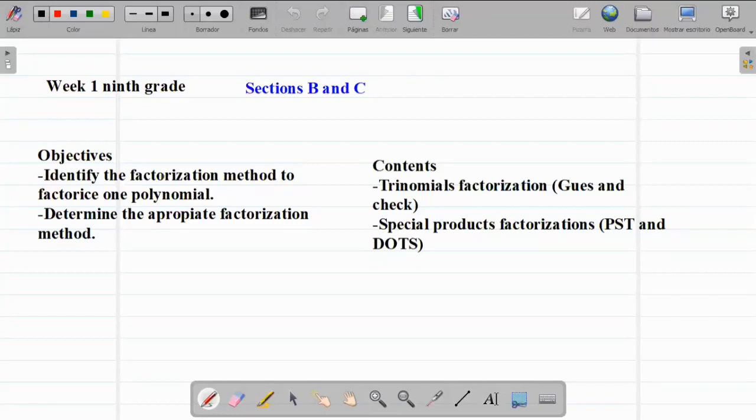Just let me tell you again, the main objective here is just to conclude what is the appropriate method to use in a specific exercise. So let's start with the guess and check method, useful for trinomial factorization exercises. We will see how this works, and later we will see what we need at the moment to use it, or when it's going to be useful. Essentially, that's what we want. So let's start with this.